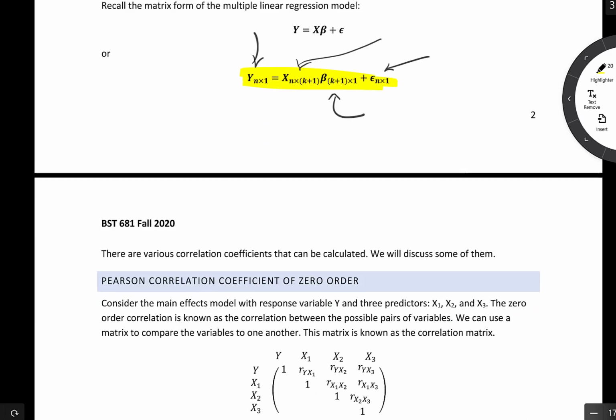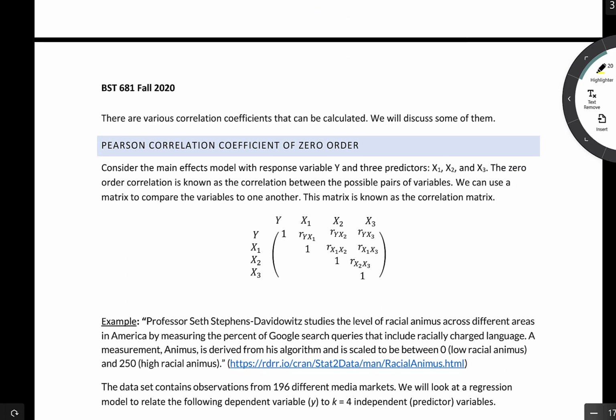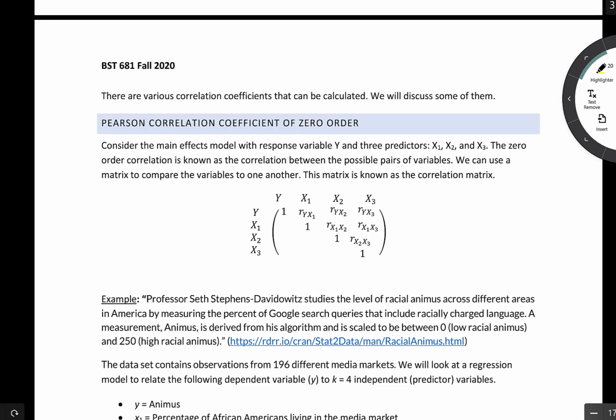It ends up for multiple linear regression that there are various correlation coefficients that can be calculated, and each of them is going to tell us something slightly different. So we're going to look at several of these. The first one is what's called the Pearson's correlation coefficient of zero order. Consider the main effects model with response variable y and predictor variables x1, x2, and x3.